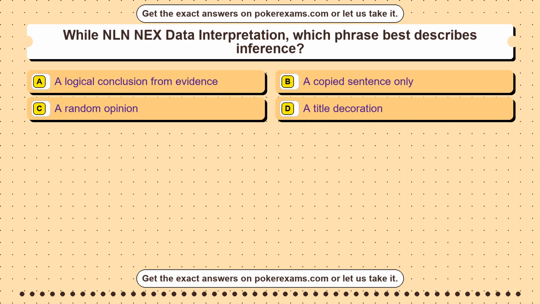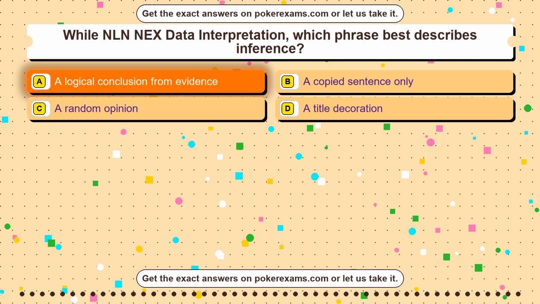Question 37. While NLN NEX Data Interpretation, which phrase best describes inference? Option A. A logical conclusion from evidence. Option B. A copied sentence only. Option C. A random opinion. Option D. A title decoration. The correct answer is option A.